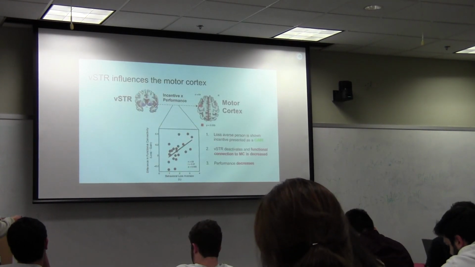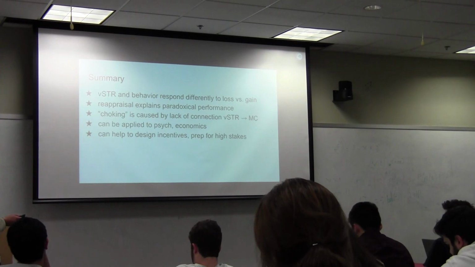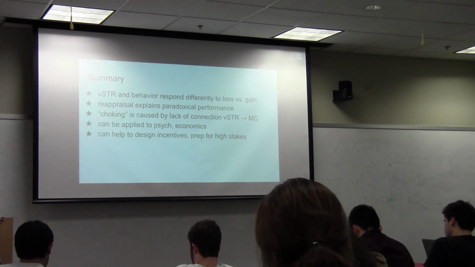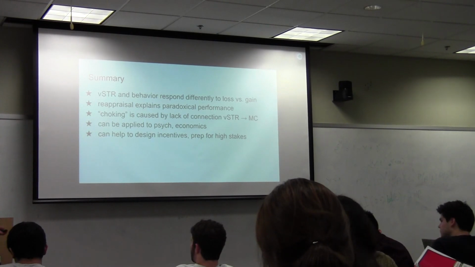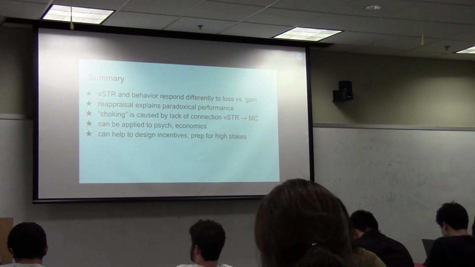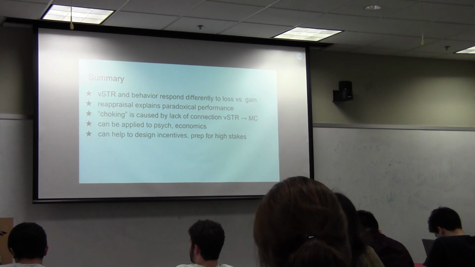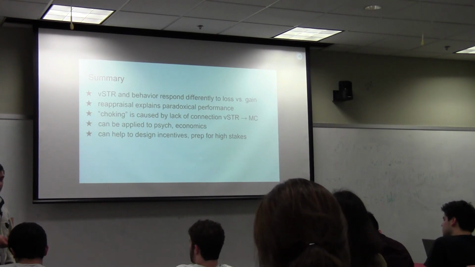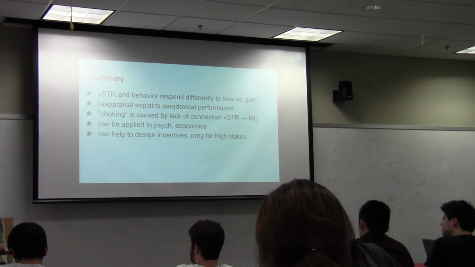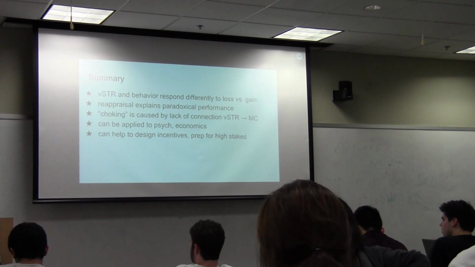Okay. And then, so that's pretty much it, just to summarize. The VSTR and behavior respond differently when something is presented as a loss versus a gain. And they believe that reappraisal is what actually causes this paradoxical performance. The reappraisal results in a decrease in the connectivity between the VSTR and motor cortex, which is called choking under pressure. And they believe this can be applied to theories in psychology and economics to change how incentives are presented and how people work, and prepare people for high-stakes situations, basically.